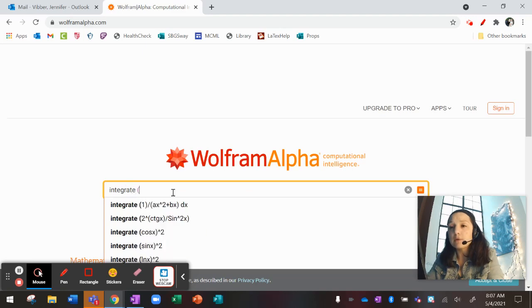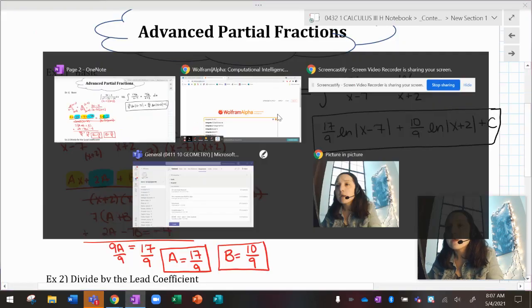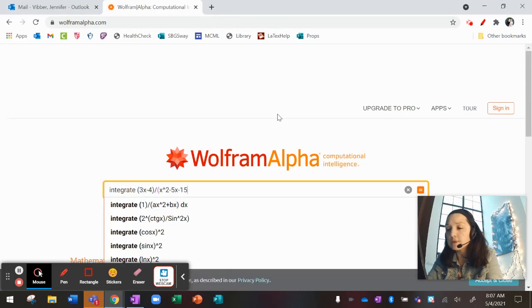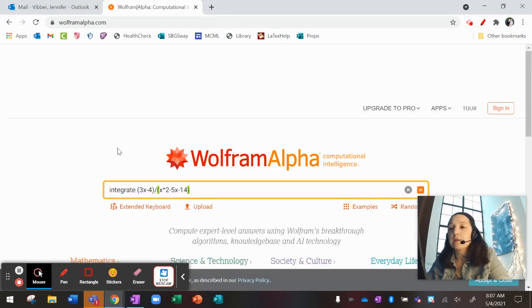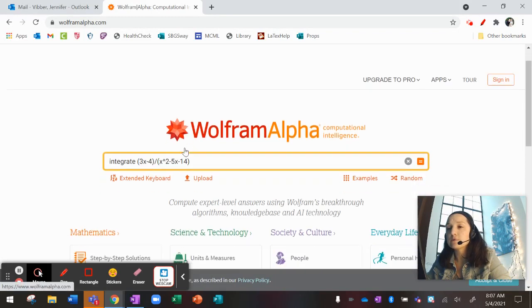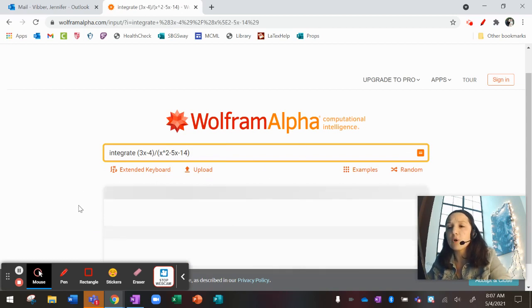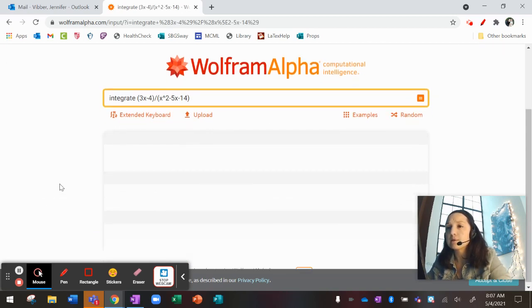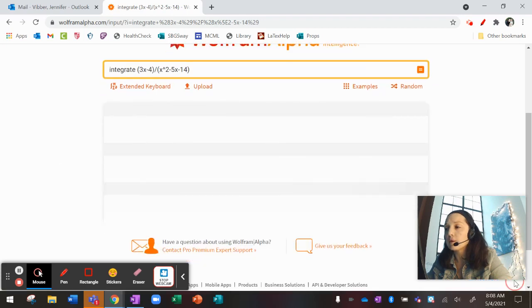All right, what do I want to know about? I want to integrate, let's see, what was I integrating? 3x minus 4 over x squared, what was it? Minus 5x minus 14. And then if I hit equals, it should do this for me. Complete input. It doesn't like this. It's just being slow, apparently. Come on. You can do it. Oh, I think I have to do this.